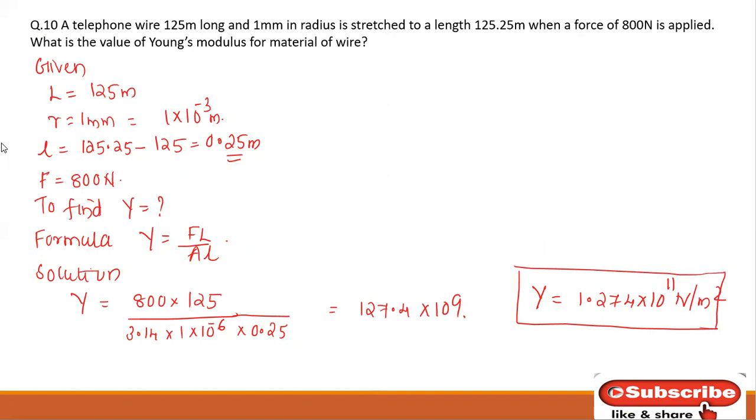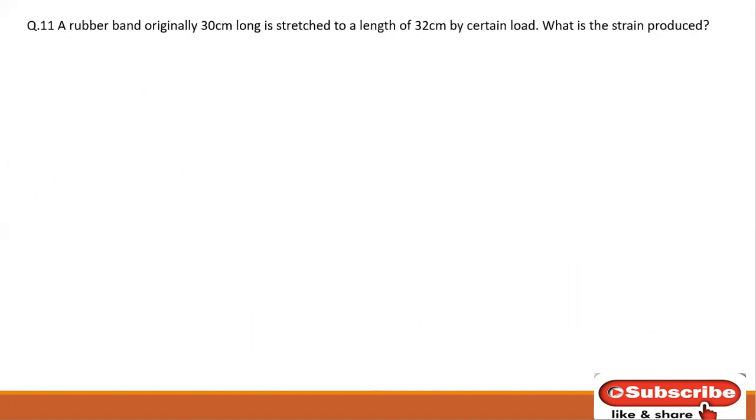Okay, I hope you all understood this. Let us solve the next question. Next question is, a rubber band originally 30 centimeter long is stretched to a length of 32 centimeters. So original length is, that is capital L is 30 centimeter, or that is equal to 30 into 10 raised to minus 2 meter. Okay. Change in length is 32 minus 30, that is equal to 2 into 10 raised to minus 2 meter.